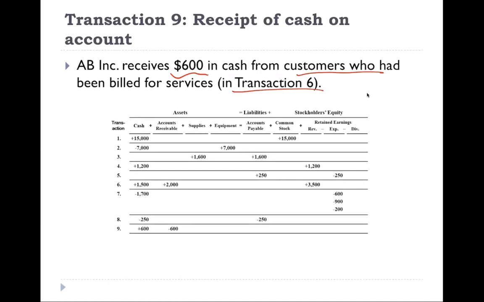So first of all, the firm received 600 in cash. Cash increased by 600, and cash is an asset, so asset increase. And now because the firm has already received those outstanding bills, the firm no longer has the right to collect it in the future. So accounts receivable decreased by 600. And accounts receivable is an asset, so asset decreased by 600. So this has a dual effect on the assets account.